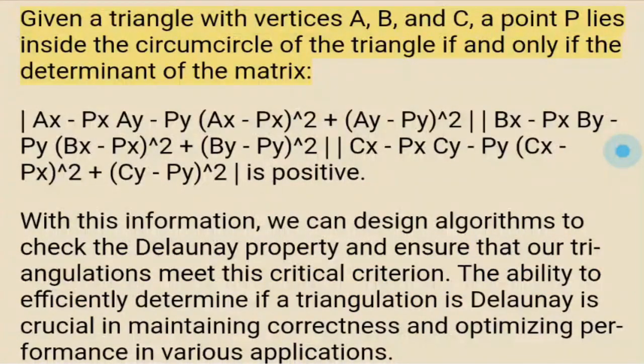Given a triangle with vertices A, B, and C, a point P lies inside the circumcircle of the triangle if and only if the determinant of the matrix with rows (Ax - Px, Ay - Py, (Ax - Px)² + (Ay - Py)²), (Bx - Px, By - Py, (Bx - Px)² + (By - Py)²), (Cx - Px, Cy - Py, (Cx - Px)² + (Cy - Py)²) is positive.